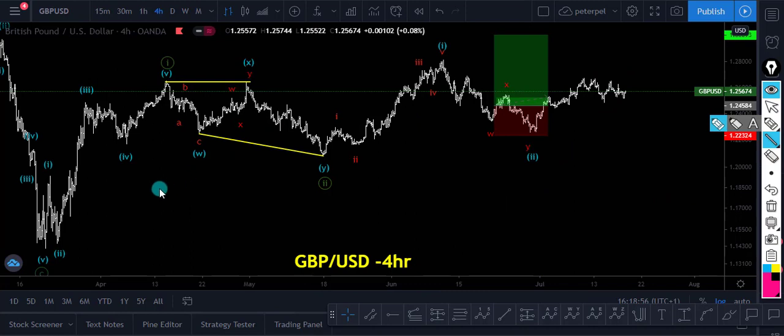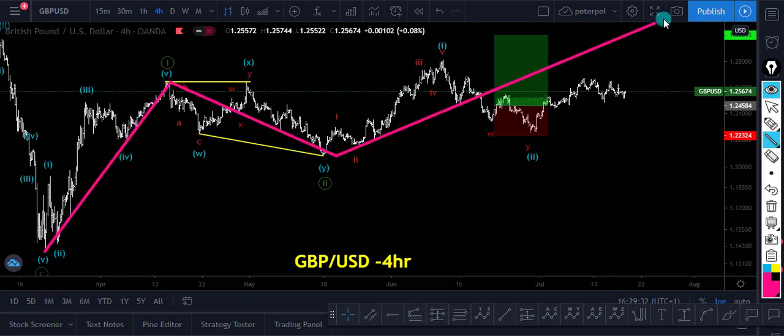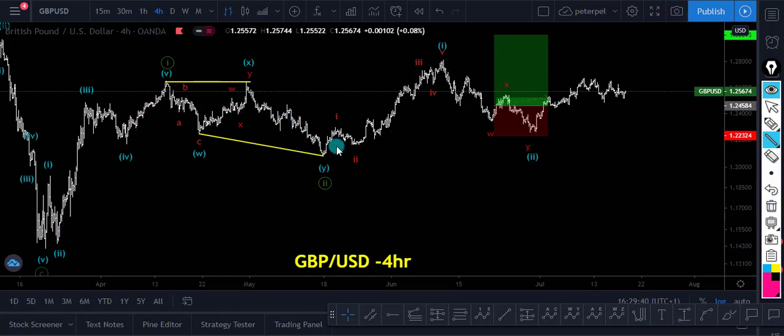The next is Pound USD. With Pound USD, we have an impulse for green wave 1, a correction for green wave 2, and now we are anticipating price moving higher for green wave 3. So with that, we've had a 5-wave impulsive up for blue wave 1, a double zigzag for blue wave 2.